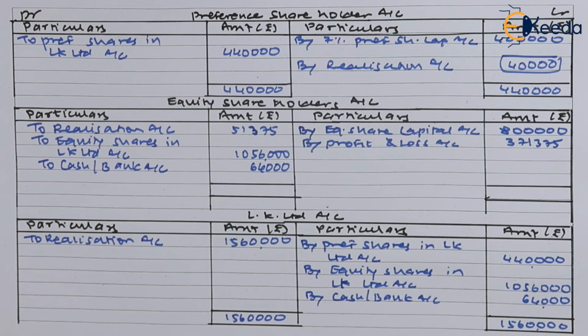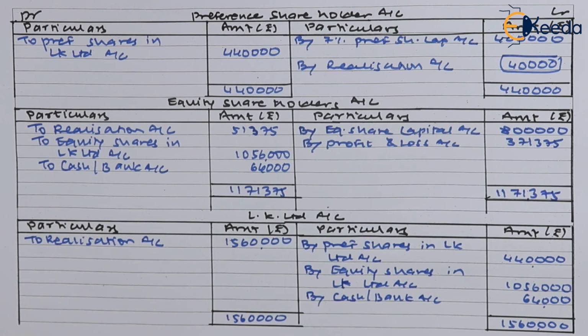Friends, after I distributed the PC to equity shareholder, now it is expected your equity shareholder account will tally. Let us check. Friends, you can notice our equity shareholder account tallies. So in this way, we have closed K Limited's books. In the same manner, I will close books of L Limited.